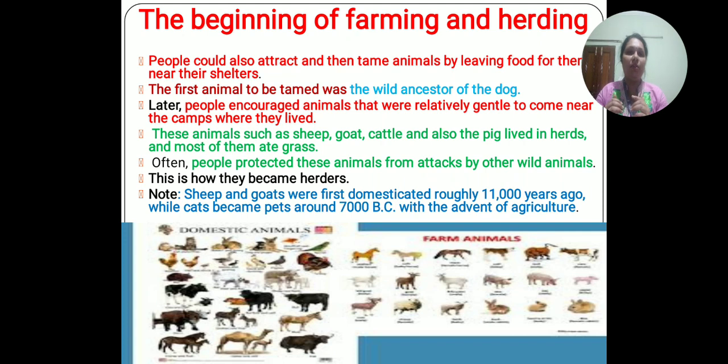Now, sheep and goats were first domesticated roughly 11,000 years ago. As we have earlier discussed, the first domesticated animals were sheep and goat, around 11,000 years ago. While cats became pets around 7,000 BC. So around 7,000 years ago, cats were also being domesticated. Then there was an advancement of agriculture also. So people started farming. They started growing different types of crops and domesticating different types of plants.